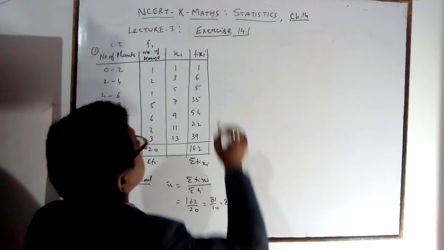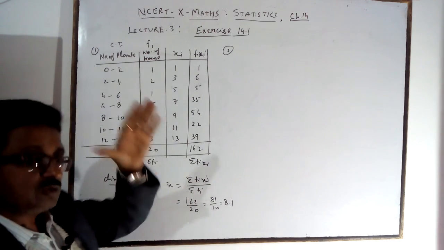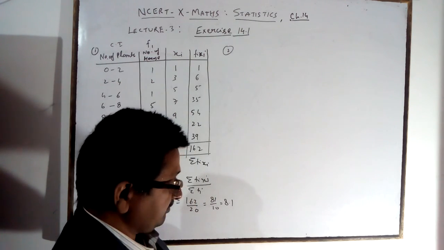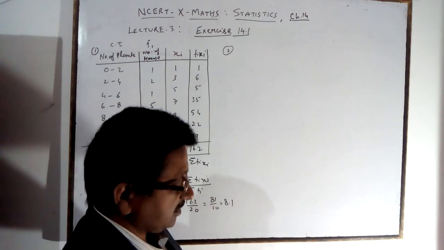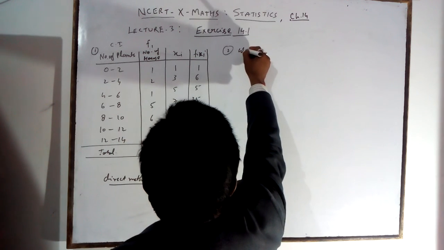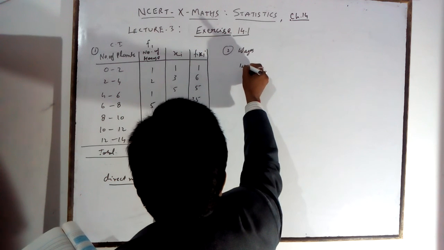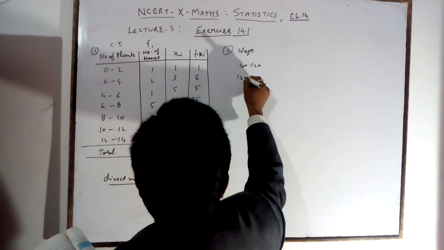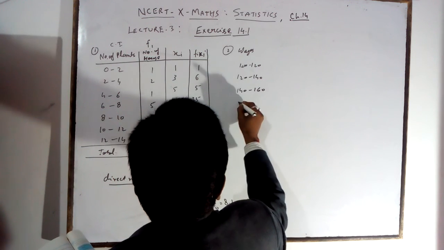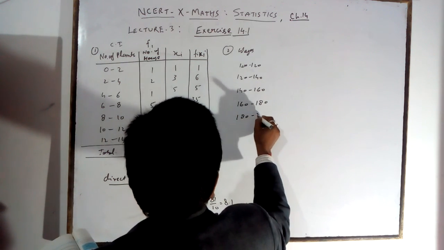Your mean is this. Question number 2 is given. Which method are you applying? Because small values are there, we will use the direct method. In question number 2 it is given: consider the following distribution table for 50 workers, where daily wages are given in rupees: 100 to 120, 120 to 140, 140 to 160, 160 to 180, 180 to 200.